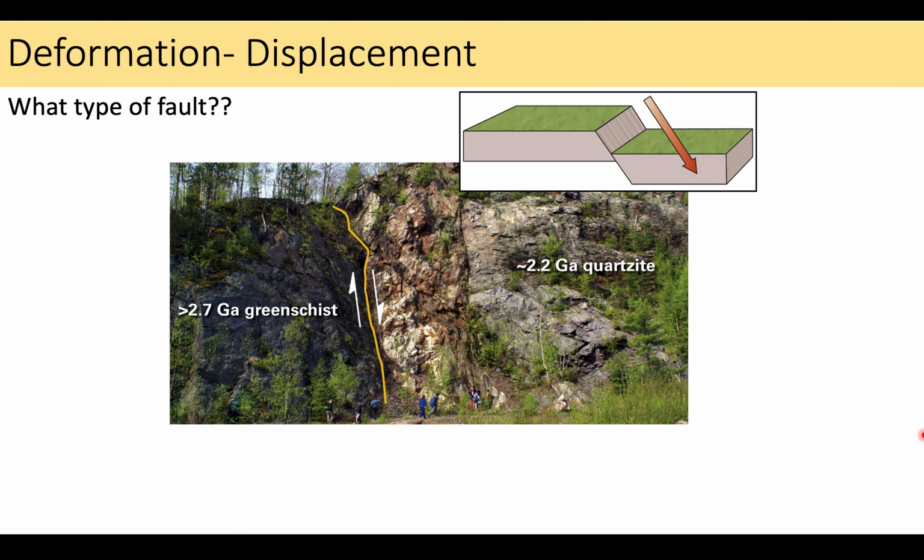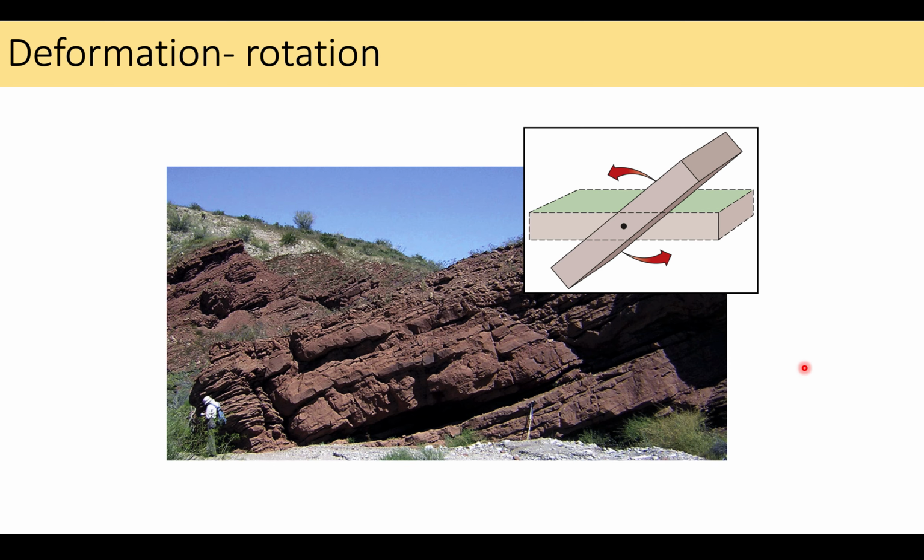So here, deformation can be caused by displacement. Here we have a fault. This one is a little tricky because it's not as diagonal, but if we were to exaggerate, we would see the diagonal line looking something like this. We see the fault line between the green schist and the quartzite. So this would be a normal fault where we have the hanging wall sliding down. This is displacement, so displacing these rock layers.